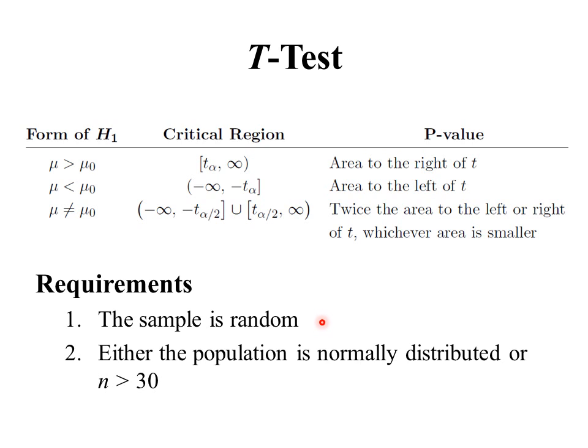So 2 requirements for this test. Number 1, the sample is random. That's always a requirement for any of these hypothesis tests. And then number 2, either the population is normally distributed or n is bigger than 30. Now in this case, we're not given any information about the distribution of our population, but it really doesn't matter because n was 36, which is indeed greater than 30, and so our requirements are met.